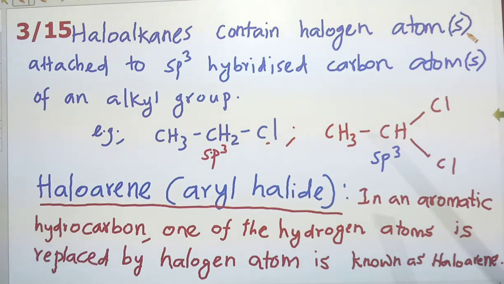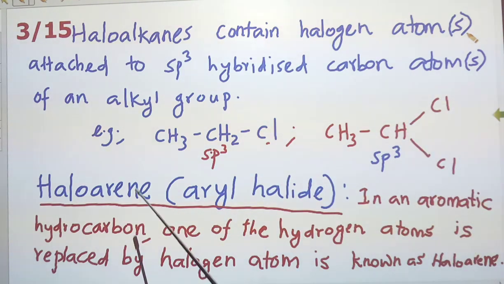Here I have given two examples. One is chloroethane, another is 1,1-dichloroethane. Here the halogen atom chlorine is attached to sp3 hybridized carbon. Here also two chlorine atoms are attached to sp3 hybridized carbon.